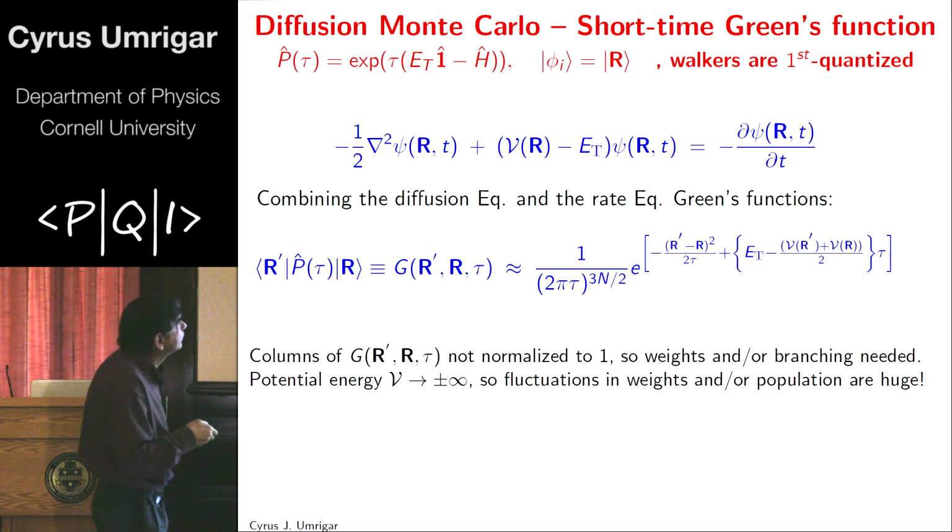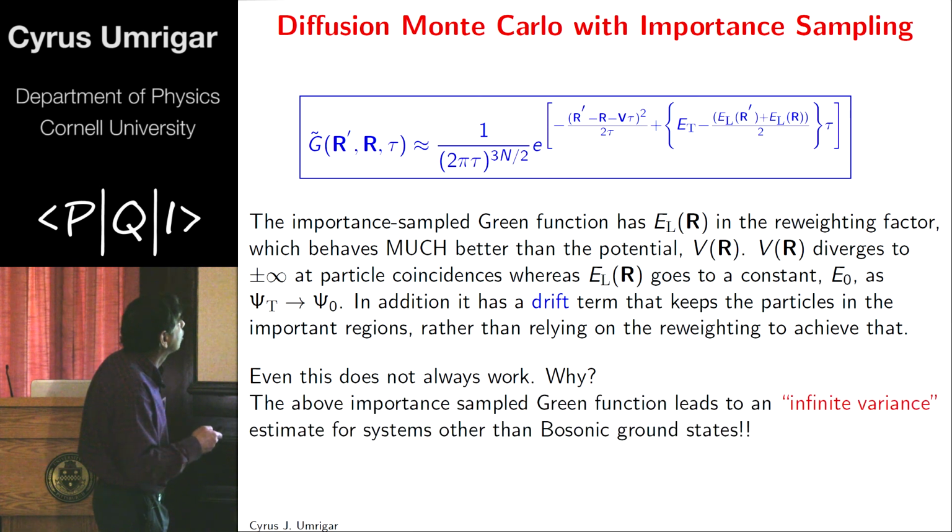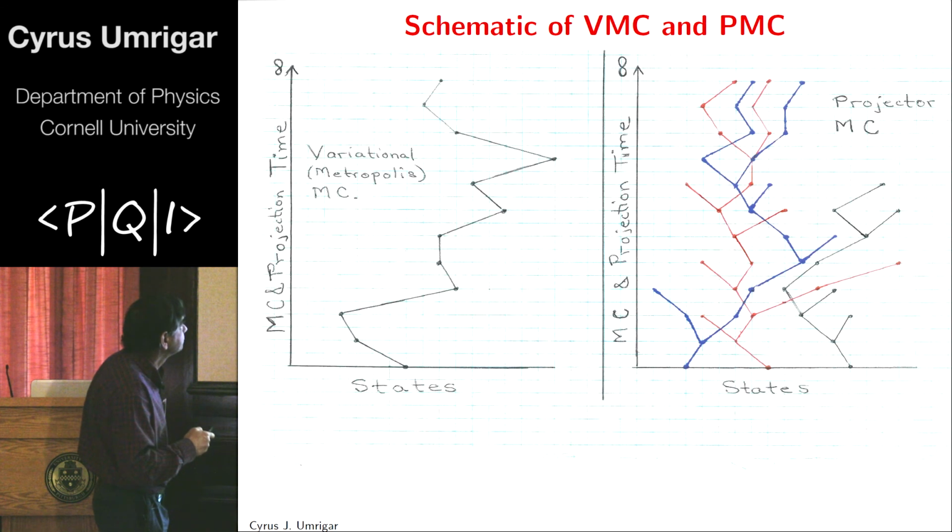Let me skip this part. What I'm deriving here is the form of the projector when you're in real space. But since I'm short on time, I'm going to skip that and talk about the sign problem.